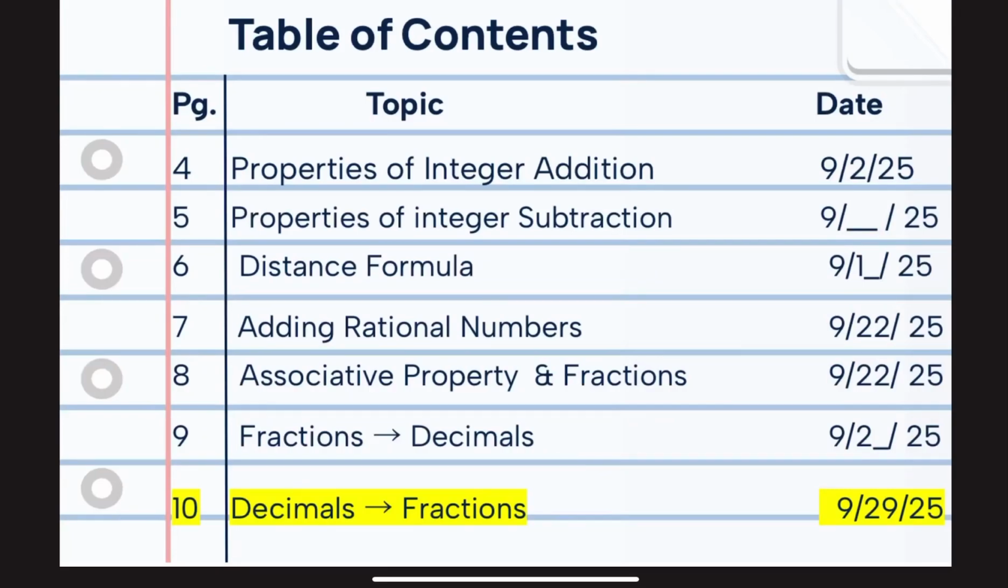Happy Monday, everybody. Today we'll be taking Cornell Notes on converting decimals to fractions. So please put in an entry into your table of contents. It should be under the one about fractions to decimals, which we took last week. So this will be the reverse topic, decimals to fractions. Today's date is September 29, 2025.